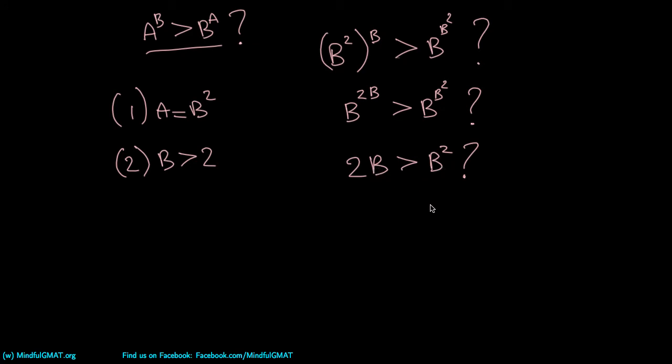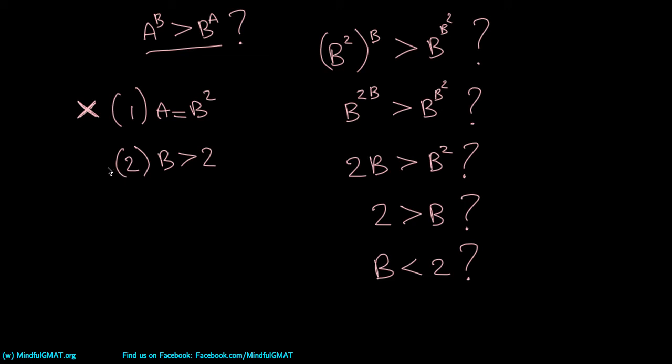If we divide by b on both sides, which we can do because b is positive, b is not 0, then we get, is 2 greater than b? If we swap it around, we can say, is b smaller than 2? Alright, so with the first piece of information, we basically rephrased this question to the simple question, is b smaller than 2? And we don't know that because nothing is being told about b. So the first piece of information is not sufficient to answer the question.